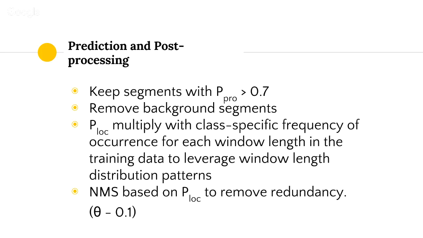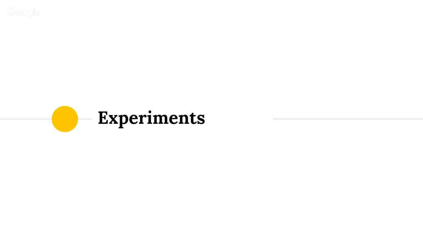And then they do a non-maximum suppression based on the probability of localization. And here, this theta is the intersection over union threshold. So they make a non-maximum suppression from this intersection minus 0.1. So that's the way they do the post-processing.